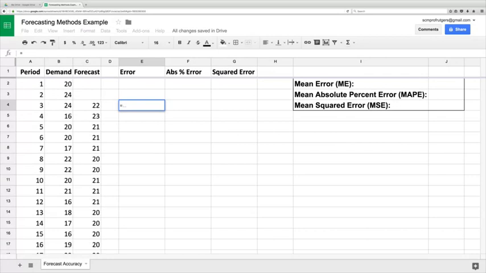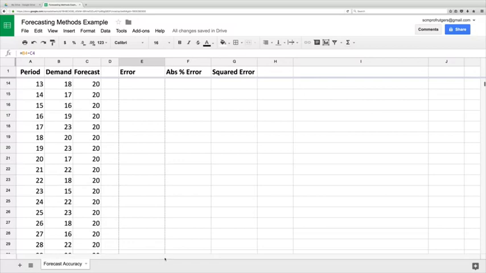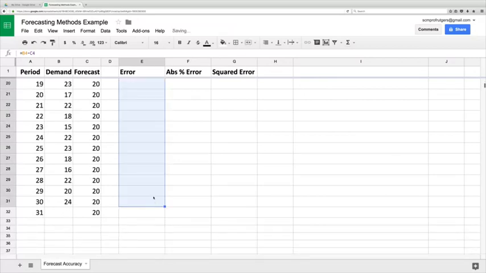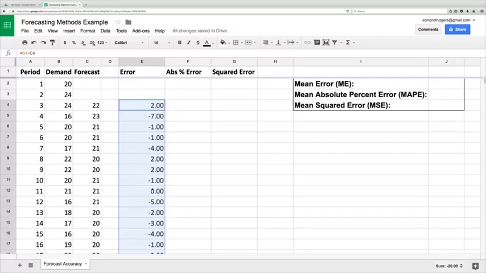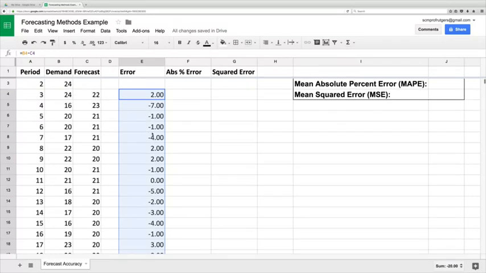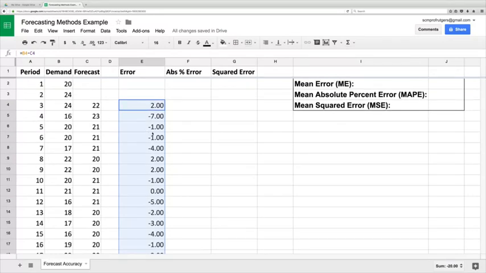So we get the error by taking our demand minus our forecast, and there we have it. In period 3, demand is 24, forecast is 22, our error is 2. Now as we copy this down, what we see is we have positive and negative errors. We over and under forecast, and that's okay. That's what we expect from the error.